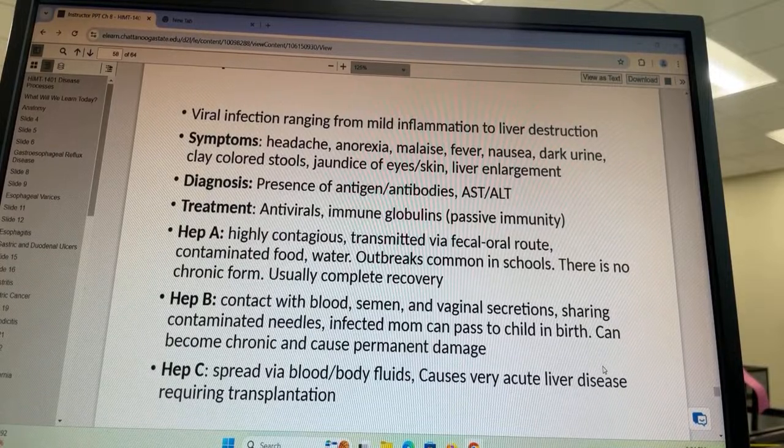Does that make sense? So you're not going to get it from kissing unless someone has a sore in their mouth. You're not going to get it from sharing a cup unless someone has bitten their cheek and now you see what I'm saying? Yeah. So it has to be blood mixed in with something, okay?